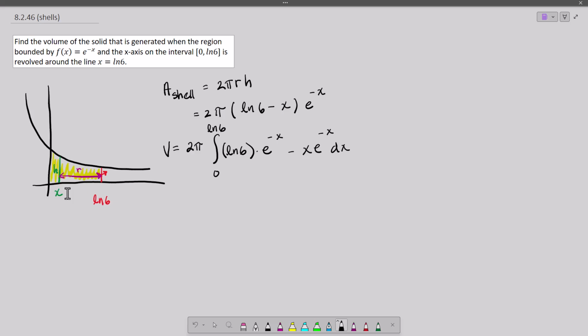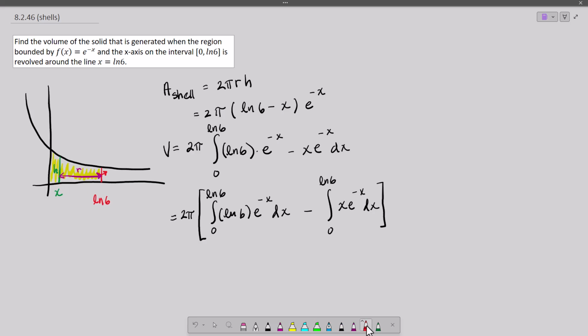We are going to now turn this into two separate integrals. So we're going to have 2 pi all the way out in front, and we will have the definite integral from 0 to natural log of 6 of natural log of 6, I guess I could have factored that out, we'll do it in a moment, minus the integral from 0 to natural log of 6 of x e to the negative x dx. So that first integral is going to be done immediately, directly. It's an integral of an exponential, no problem.